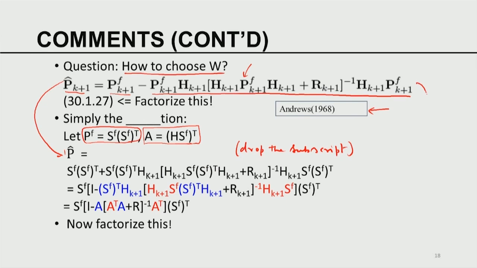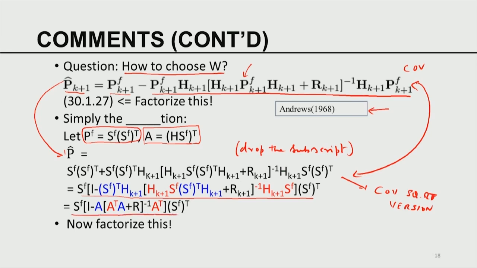So these two expressions are essentially one and the same. This is the covariance version. This is the square root version. Covariance square root version. With this square root version, the expression becomes this, and that can be written as this expression after simple matrix algebra.